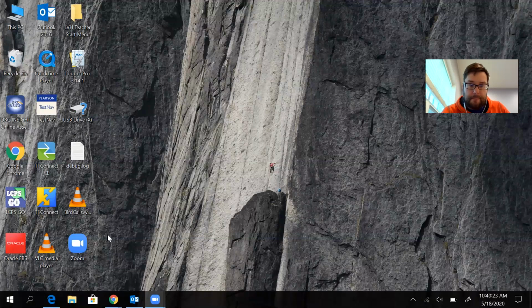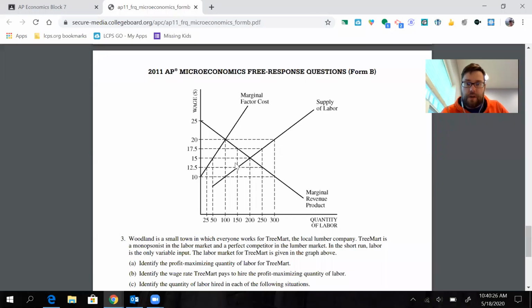Let's take a look here at 2011 micro question number 3. This is from Form B. So I'm going to share my screen. All right, so there it is. You have a monopsony graph that is given to you.